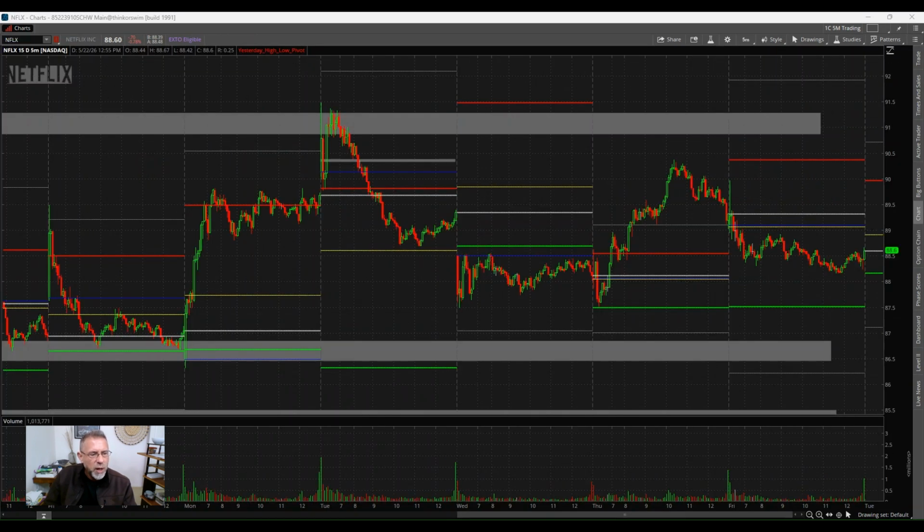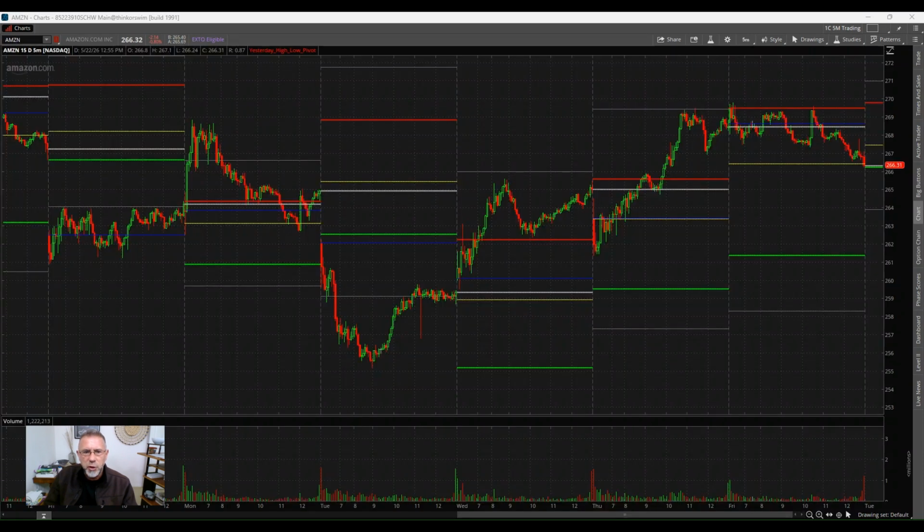But I encourage you, make an indicator similar to this. It's very easy to do, and it really does provide some good levels that you can watch out for as you're day trading during the day.